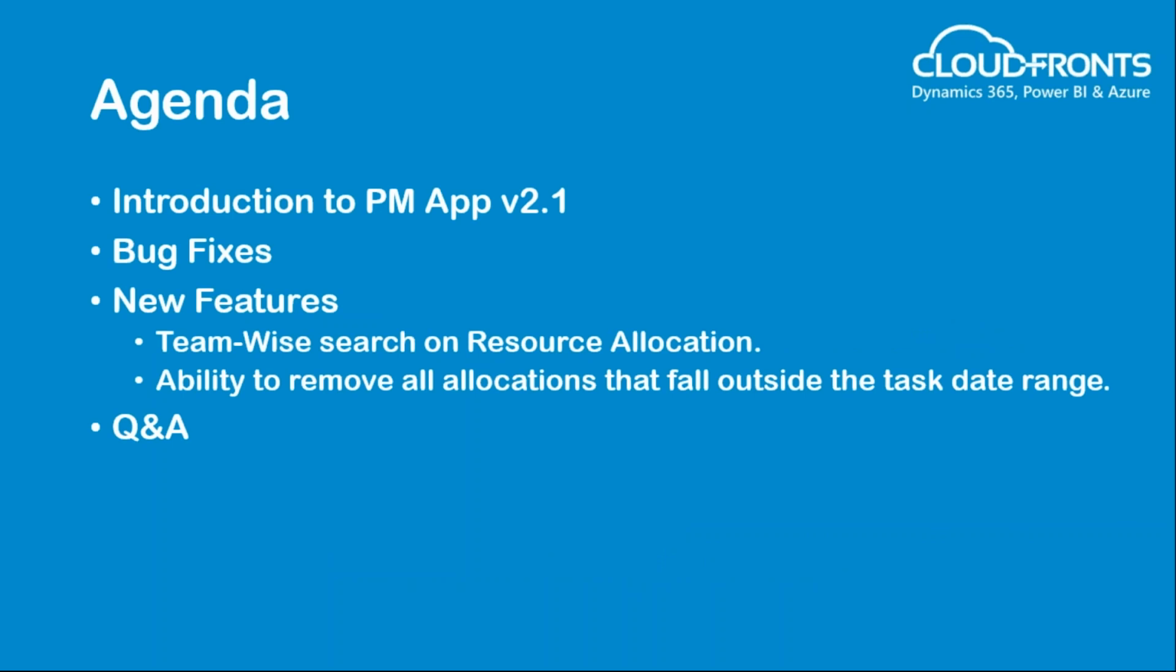So the agenda for today is we will have a look and an introduction to the PM app version 2.1. We will talk about all the bug fixes along the way and the new features that were added as a part of version 2.1 update. The first feature is team-wise search on resource allocation, and the second feature is the ability to remove all allocations that fall outside the task range.